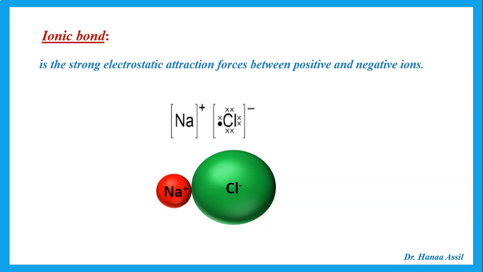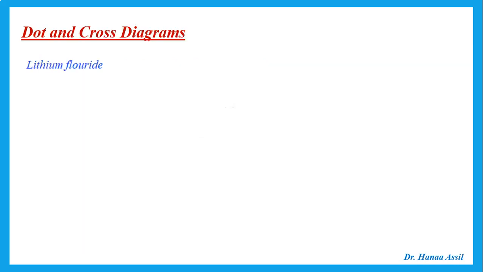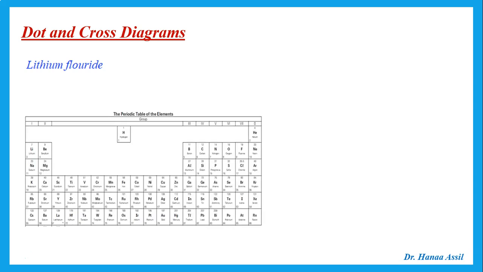You know that if we have oppositely charged particles, they attract. This is called an electrostatic attraction force. So the ionic bond is the attraction between the positive and negative ions. You will be required to draw dot and cross diagrams. So let us try and draw dot and cross diagrams for, so we'll start with ionic compounds. So if I say we need to draw dot and cross diagrams of lithium fluoride, the first thing we do is look at the periodic table.